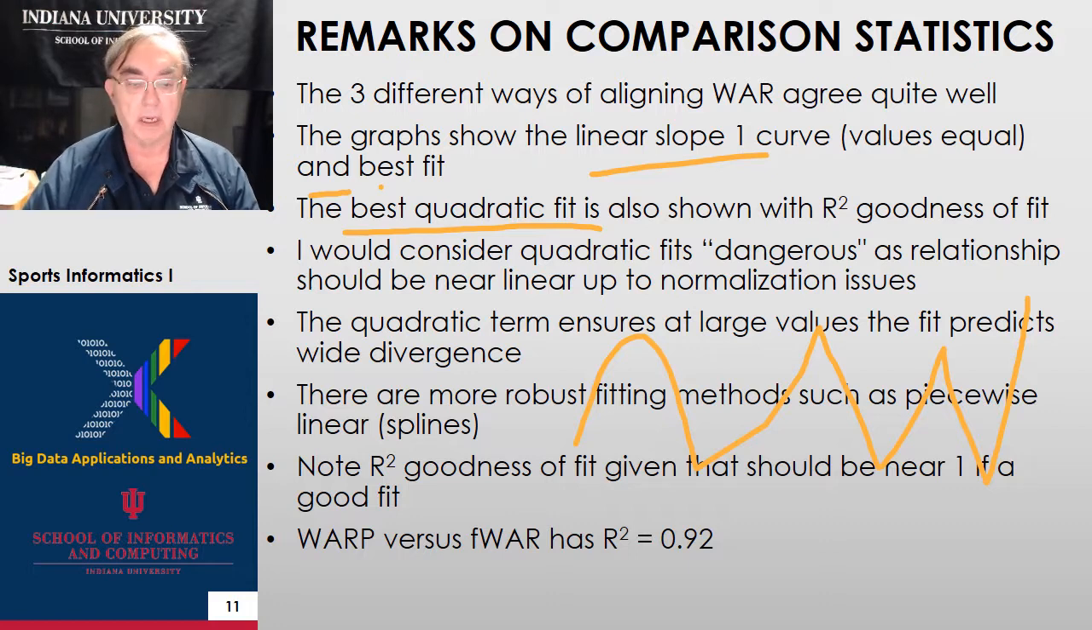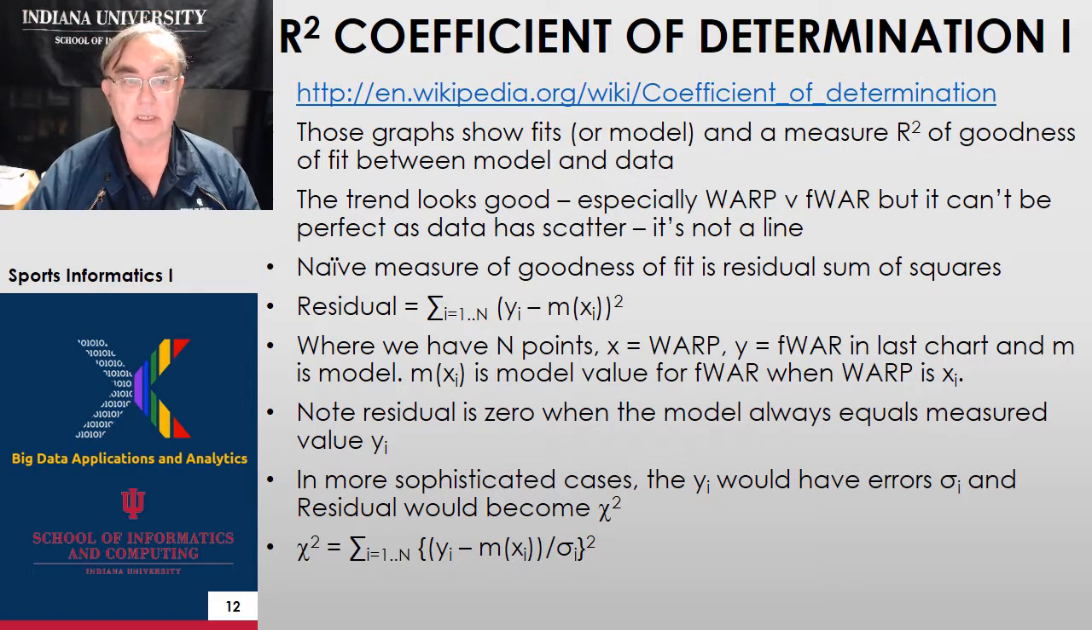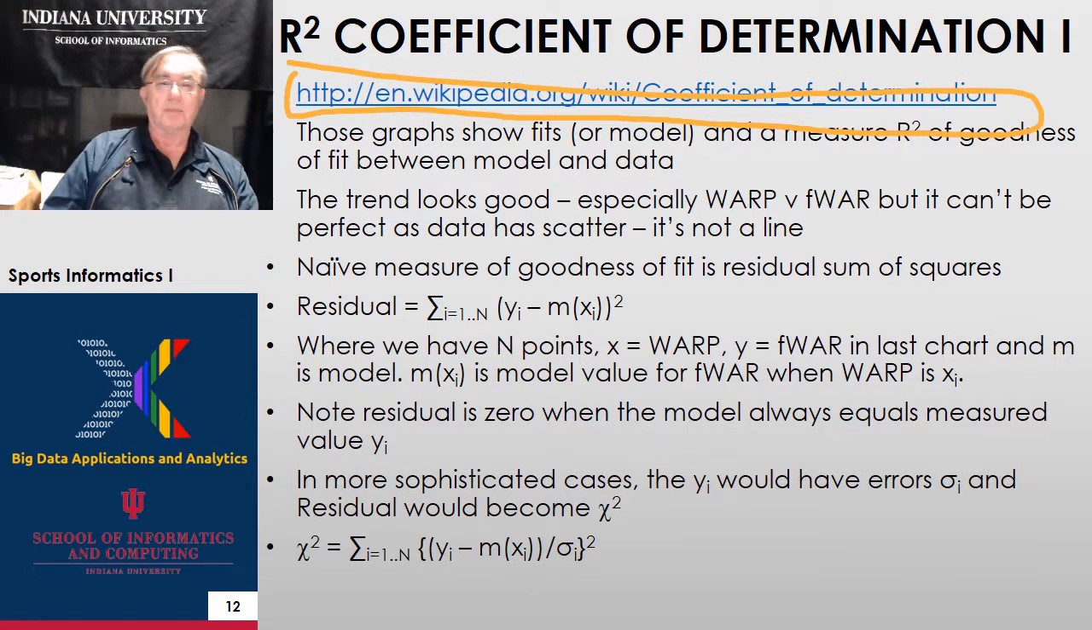So R squared is meant to be near 1. We have a couple of slides here on R squared, which you can look up in, again, Wikipedia, the coefficient of determination. And it's a very important thing to calculate whenever you do fits. You're never going to get a perfect fit because you're bound to have some scatter. And remember, actually, in one of them, fWAR against fWAR, the scatter was actually pretty small. There was a slight deviation from linearity, but not very big. And actually, a linear fit wouldn't do too bad at all.